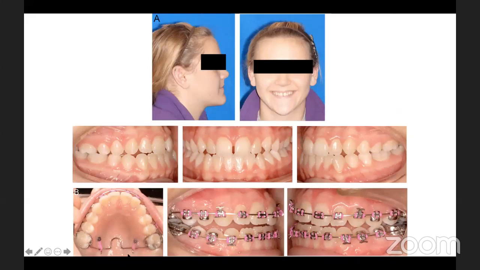I'm sorry if I said protracting the maxilla. No, you're not protracting the maxilla. You're protracting the teeth. Dentition.